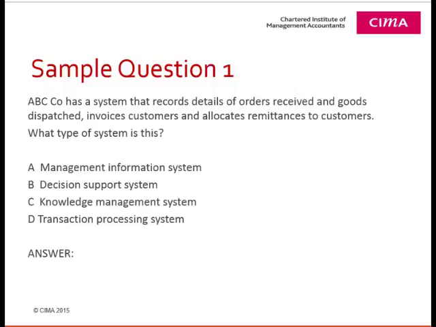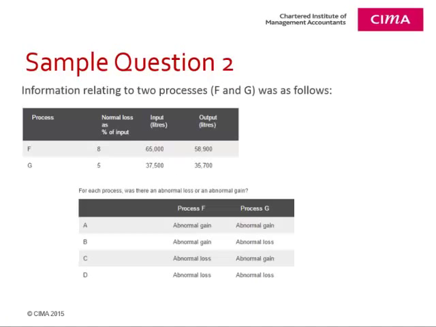So let's have a look at a more challenging sample question. Information relating to two processes, F and G, was as follows. So we've got some information about a process F and a process G. Questions about process costing. Normal loss for F is 8%, normal loss for G 5%. We've got some input liters, we've got some output liters. And the question is, for each process, was there an abnormal loss or an abnormal gain?